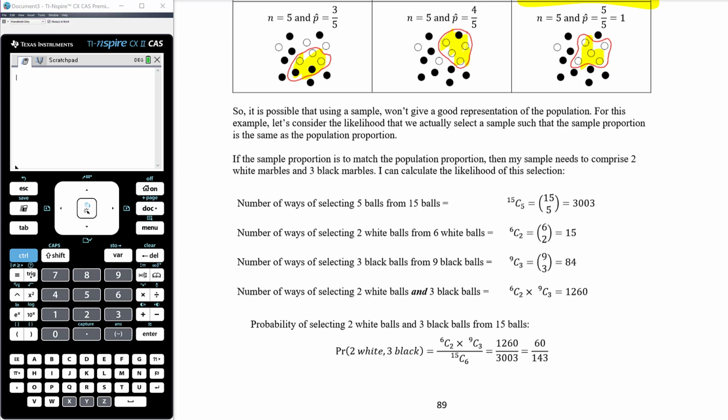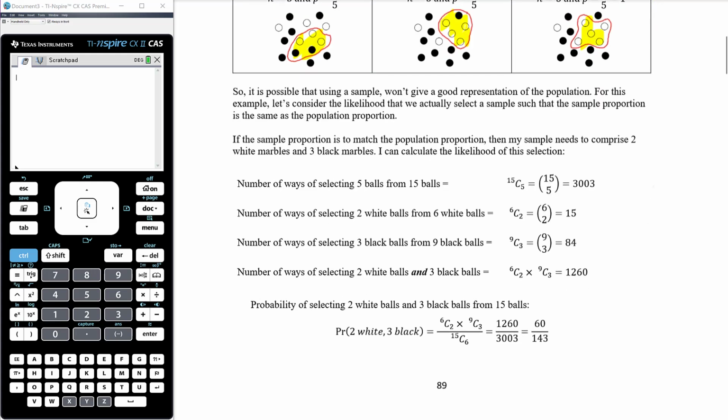For this example, let's consider the likelihood that we actually select a sample such that the sample proportion is the same as the population proportion. If the sample proportion is to match the population proportion, then my sample needs to comprise 2 white marbles and 3 black marbles. And I can calculate the likelihood of this selection using combinatorics.